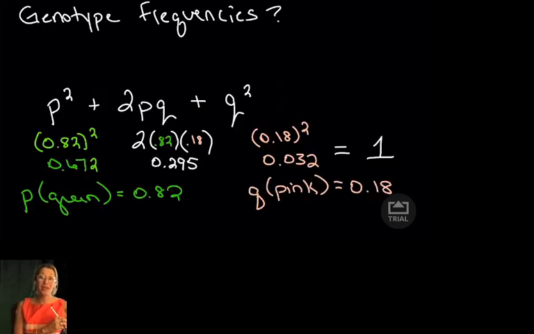So we take our Hardy-Weinberg equation. We just plug in our P's and Q's. That's it. That's all we have to do. Once we figure out our P and we figure out our Q, all we got to do is plug and chug. So we're sticking in our 0.82 squared.